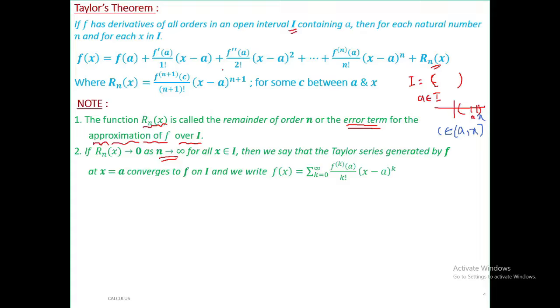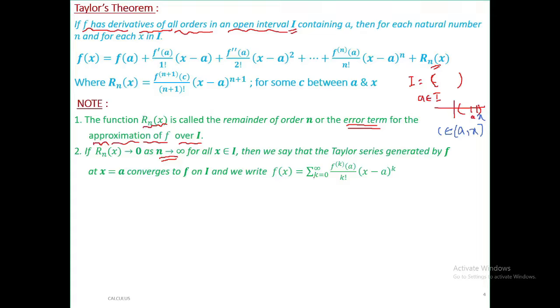Here, how many terms are there on the right hand side? Infinitely many terms. Why? Because n tends to infinity here also, right? The nth derivative tends to infinity, so all the derivatives you are taking here. That's why, look at the first condition, f has derivatives of all orders that I have taken. It has derivatives of all orders in an open interval I. Okay. So now this Taylor series we can write like this.